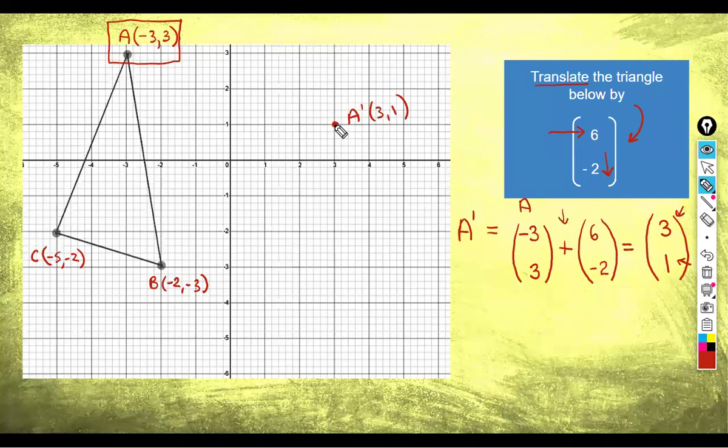You would still end up at that position, whether you decide to count it physically or you just apply the translation and add it to the point. Either way, you're going to get the same exact value. So see if you can do B for me now. You could probably do B with the calculation, and then practice with C by counting the physical blocks. The point is, all the points are moving 6 spaces to the right and 2 spaces downwards.